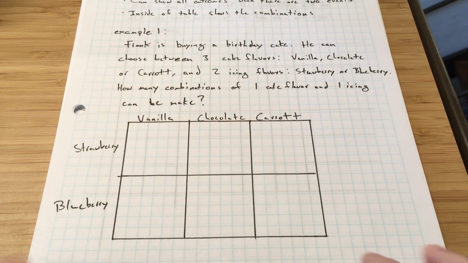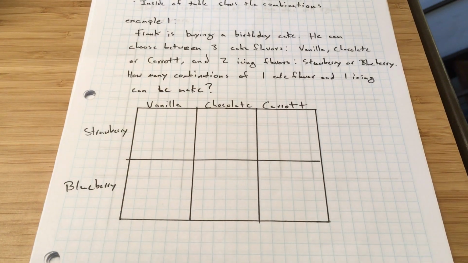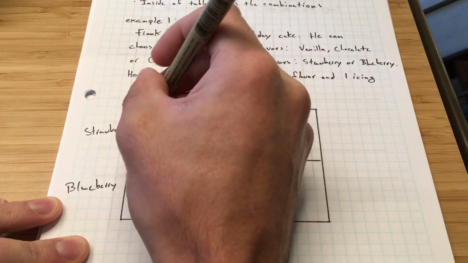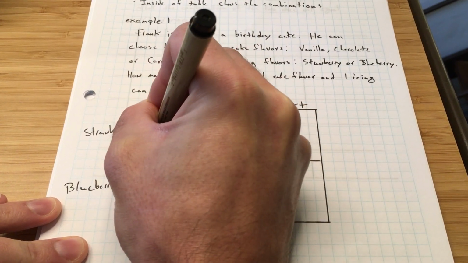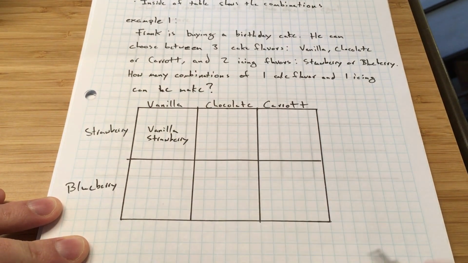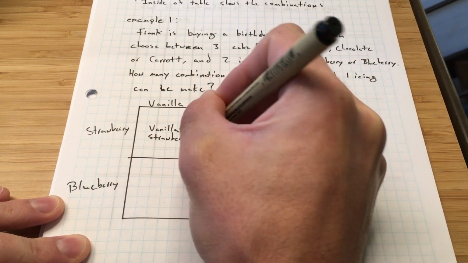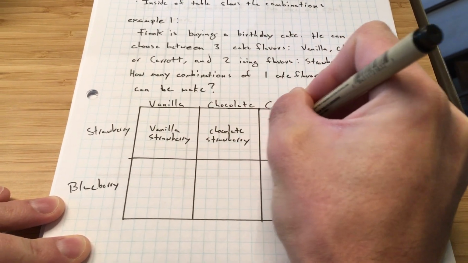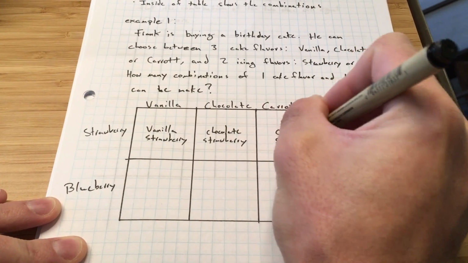Where we see our combinations of cake and icing is on the inside. You can abbreviate when you do this, it makes your life a little easier. This one right here would be a vanilla cake with strawberry, but if you wanted to just write VS, that would be fine. This would represent a chocolate cake with strawberry. This would be for carrot cake with strawberry.